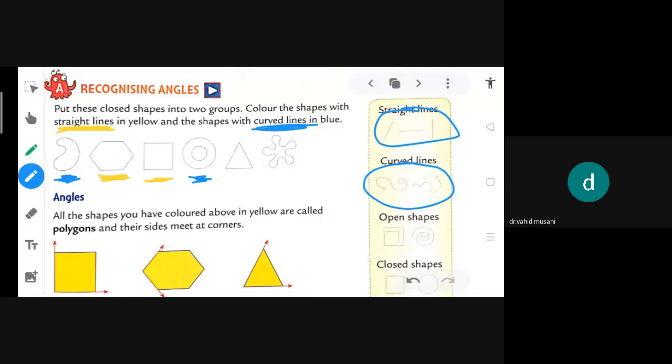Then Muskan, you tell me about the next. Ma'am, it is a straight line, yellow color. Yes.